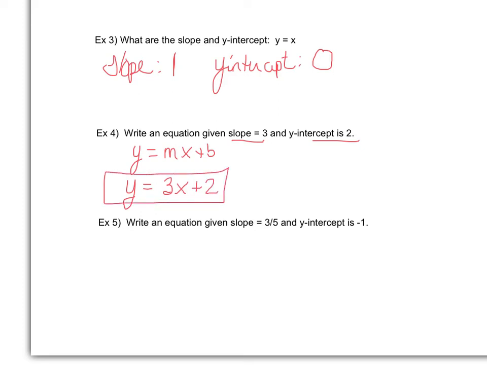And finally, looking at the last example, very similar to example 4, I'm told the slope and the y-intercept, so my formula that I'm following is y equals mx plus b. So I'll have y equals my slope, which is 3/5, times x, plus my -1, which is the same thing as just subtract 1, which is my y-intercept.